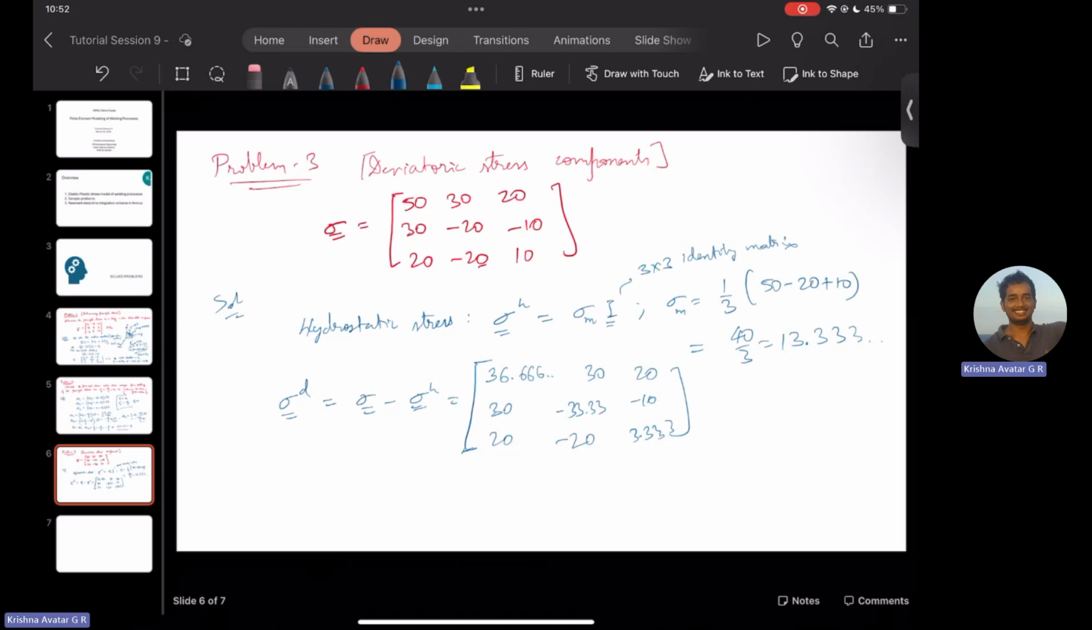So after this, let's talk a little bit about the Newmark beta method, which we will actually solve in our next tutorial session. And let me just share the laptop screen.